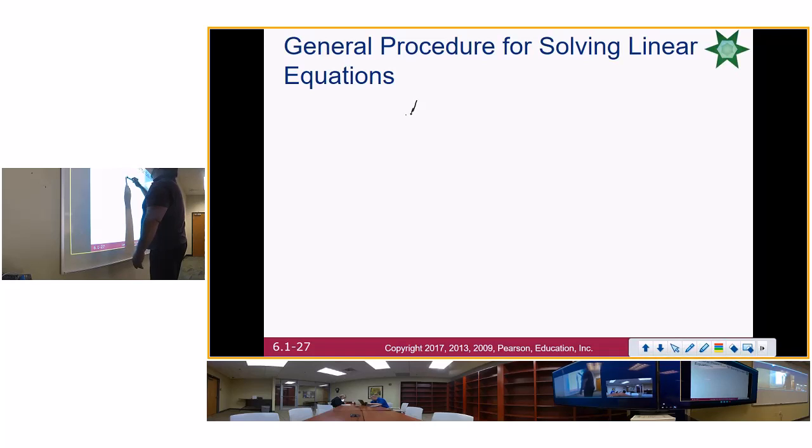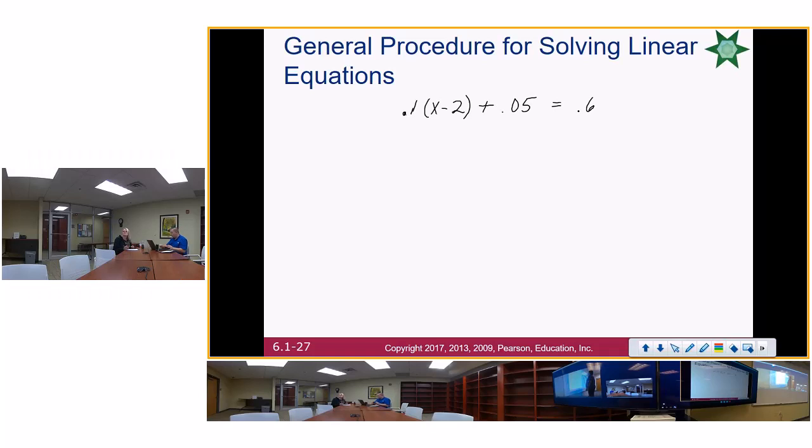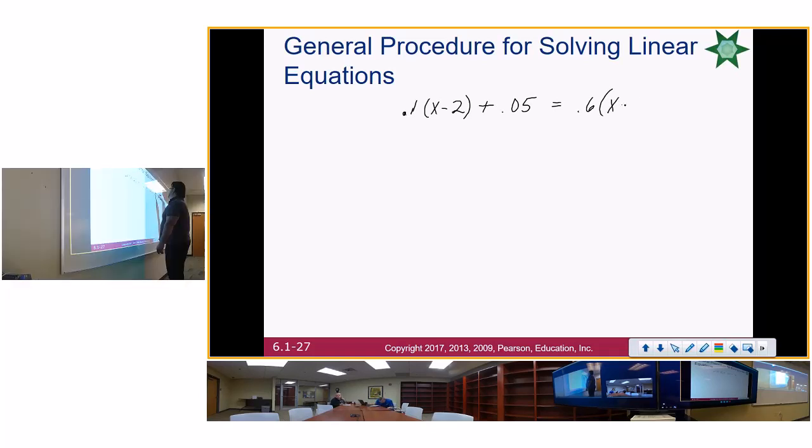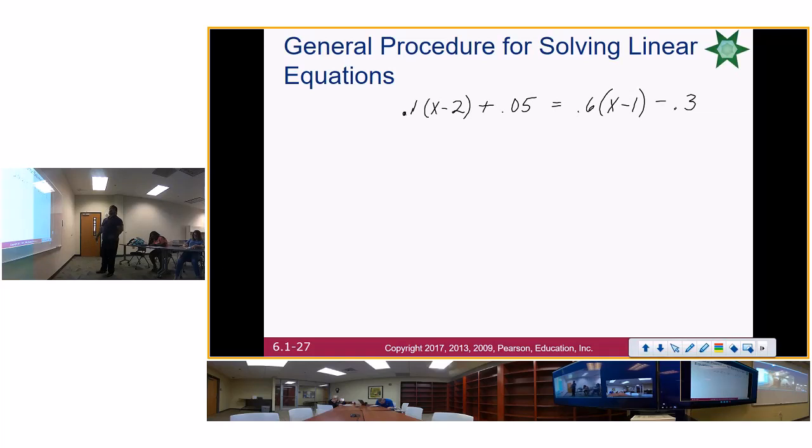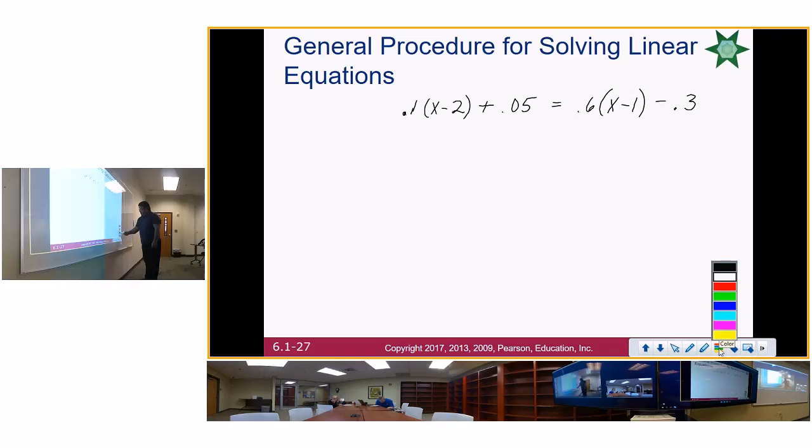0.1 times x minus 2 plus 0.05 is equal to 0.6 times x minus 1 minus 0.3. Now, the first thing you got to do is tell me which is the furthest place value taken. 0.05 to the hundredths, right? Yep. So you got to multiply the whole thing by 100.